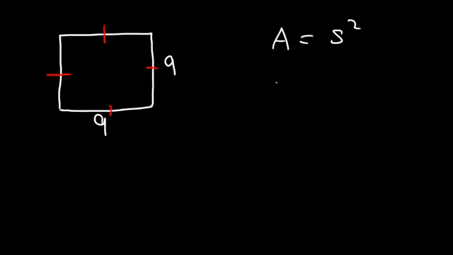Now let's say we have a square, and the length of the square is 9. What is the area of this figure? For a square, all sides are the same. So the length and the width of the square is 9. The area of a square is simply s squared, or side squared. So it's going to be 9 squared, which is just 81.